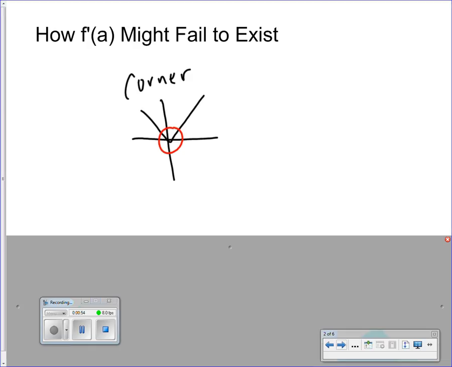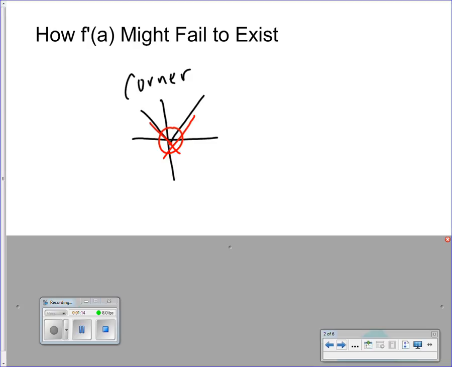Because if you think back to the section 3.1 notes, you have a left-hand derivative and a right-hand derivative, remembering that derivative is slope. Coming in from the left, this has a negative slope. But coming in from the right, it has a positive slope. And they're not the same. The left hand and the right hand aren't the same. So there is no derivative at that value.